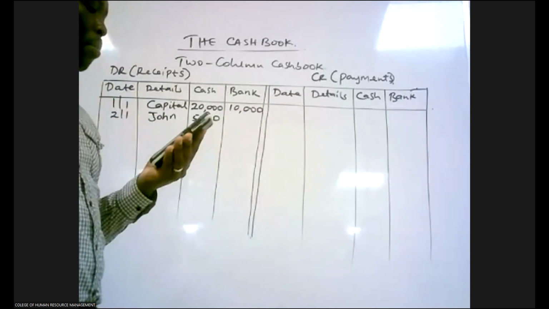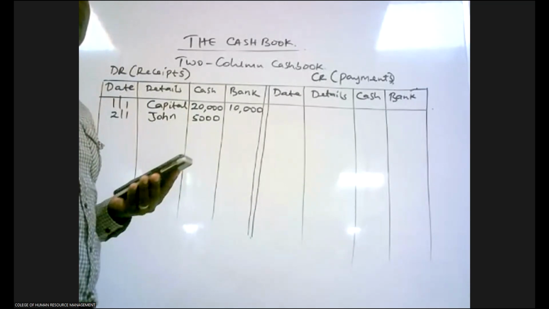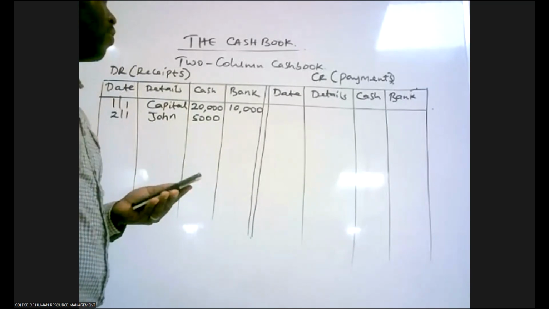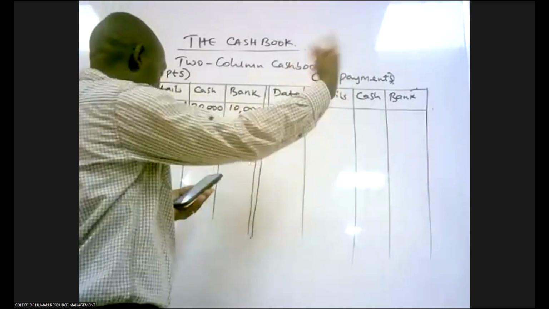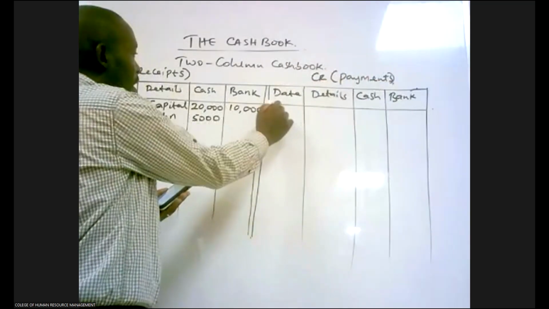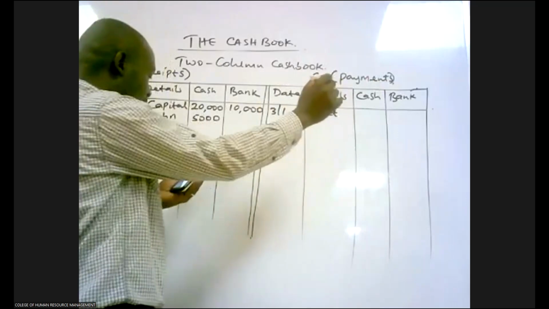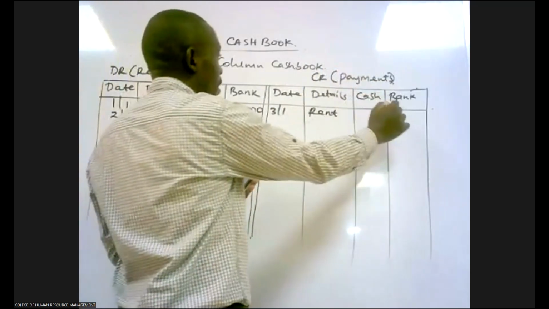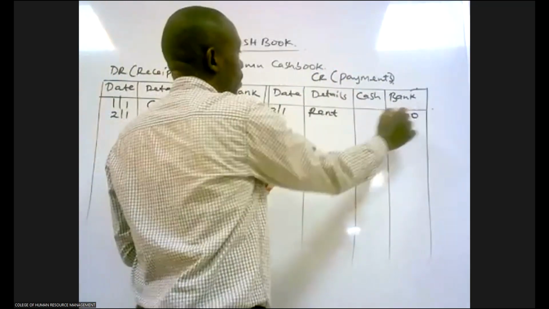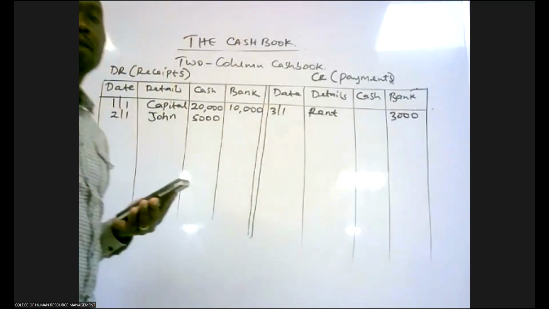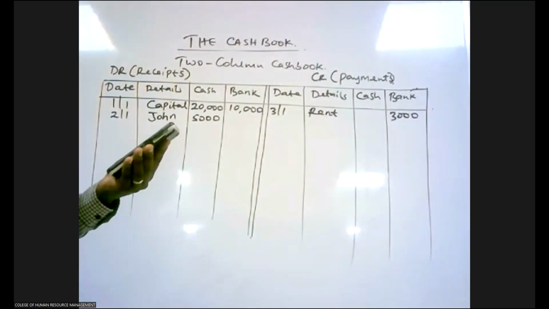Then, paid rent 3,000 by a check. So that is automatically a payment. Money is moving out. So right here, 3rd of January, what we are paying is rent, and the amount is 3,000. By a check, it must be under bank.